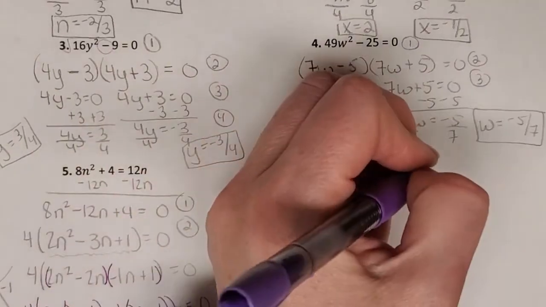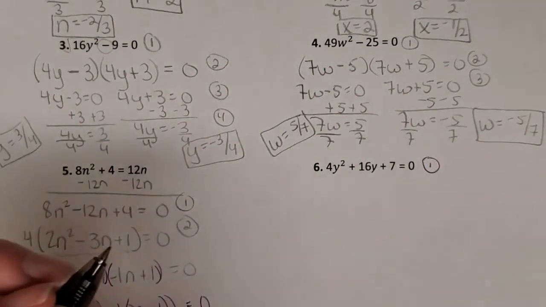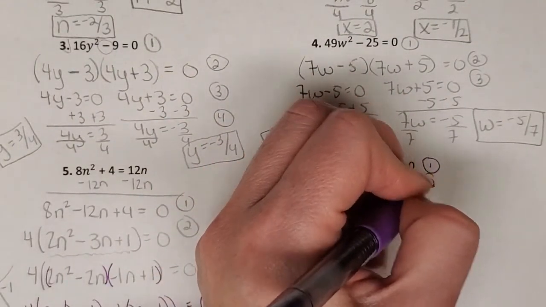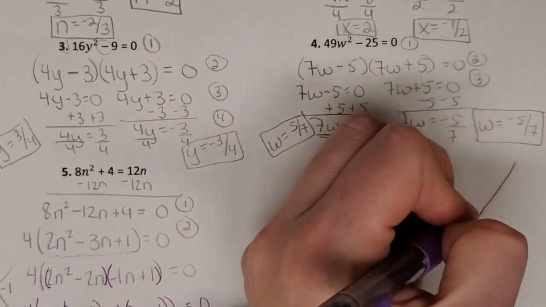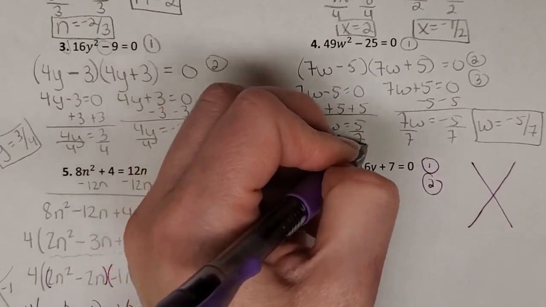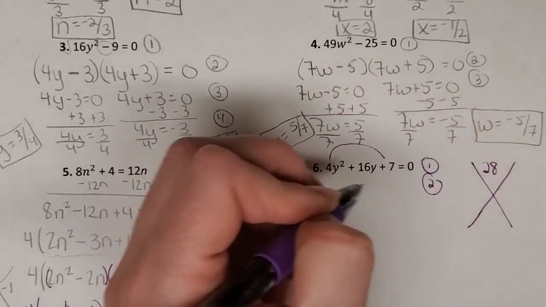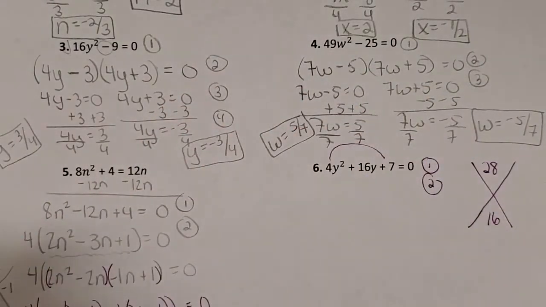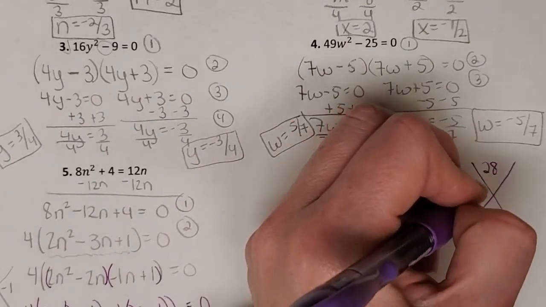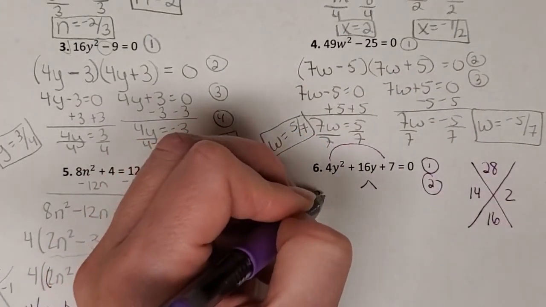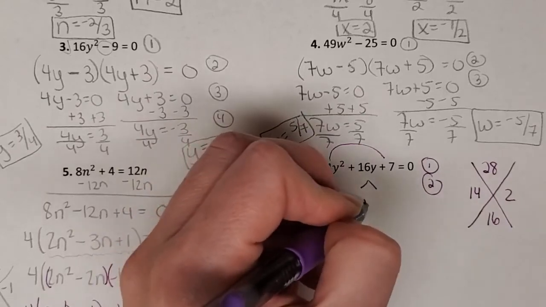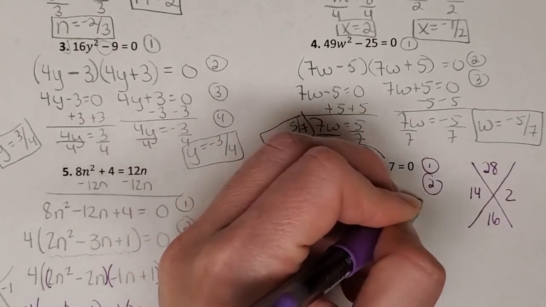Set equal to 0. Yep, step 1 is done. Step 2, is it factored? No. So now we need to factor this. So there is no greatest common factor because 7 is prime. So we're going to do first times last is 28. 16. What multiplies to 28 and adds to 16 is our question. Let's see, 14 times 2. So split the middle. 4y squared plus 14y plus 2y plus 7.